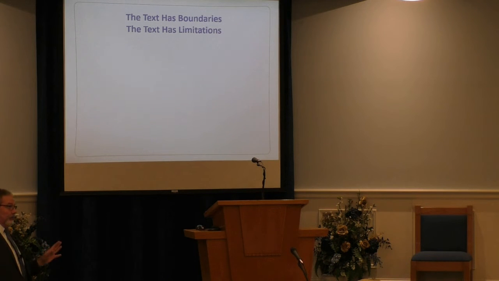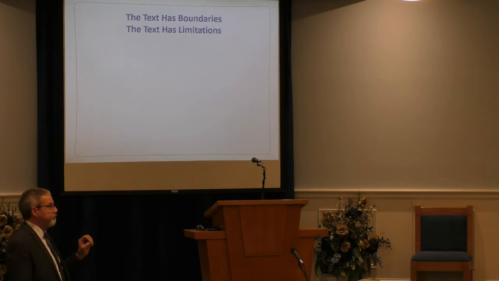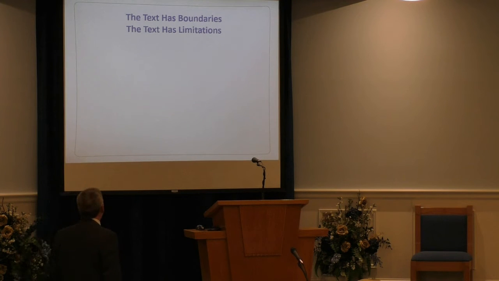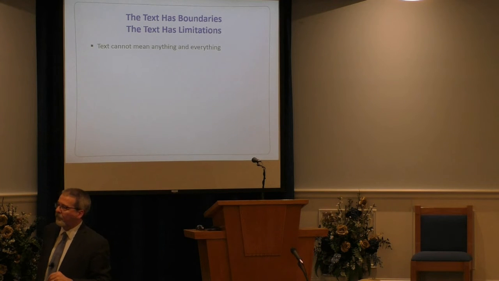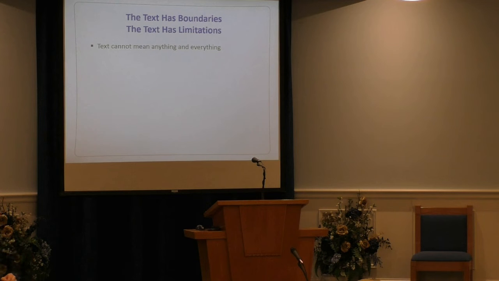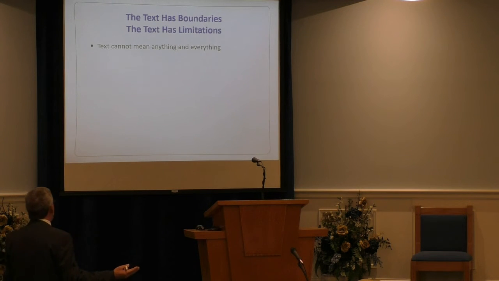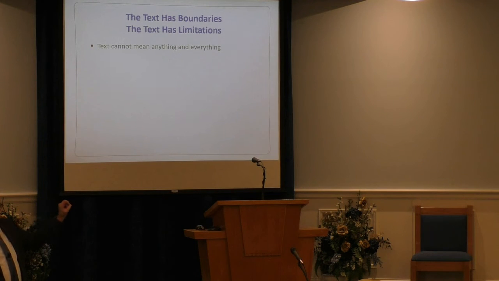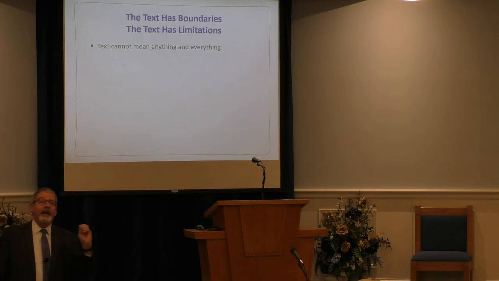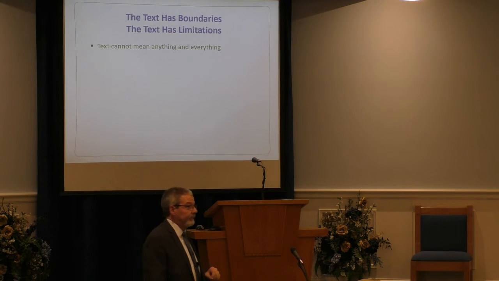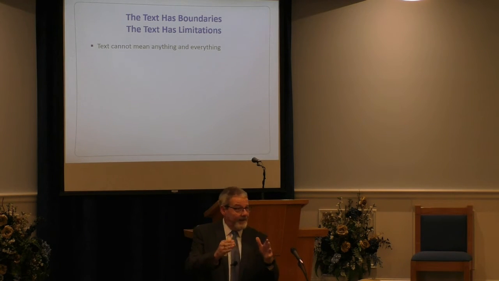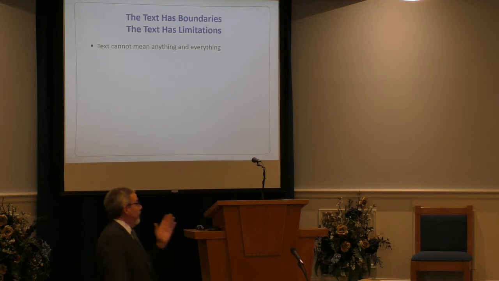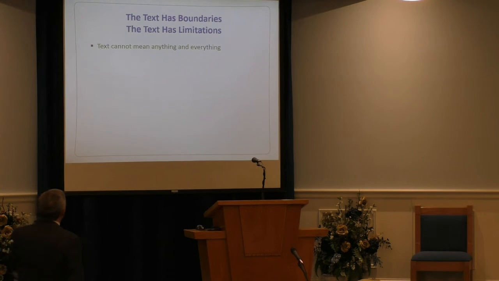Now, the text has boundaries. Every text has boundaries. What does that mean? Has limitations. All right, it's limited by other texts, by what God has said and what God intended. A text cannot mean anything and everything. It just can't. Your words cannot mean anything and everything, because that's not what you intended. You didn't mean anything by what you said. You had a certain idea in mind. It may be mistaken. Somebody may mistake what you say, but it has a certain meaning.